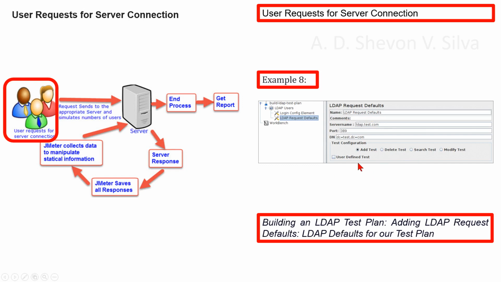Enter the DN field as your LDAP root distinguished name. Enter the LDAP server name field as ldap.test.com and the port as 389. These values are defaults for the LDAP requests.